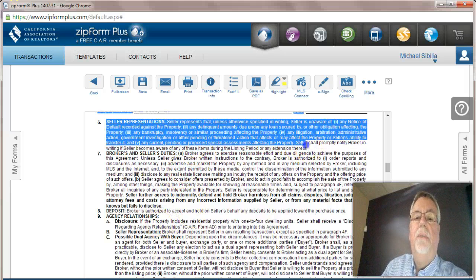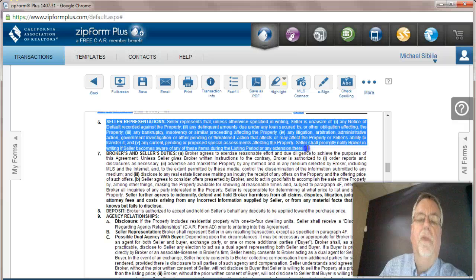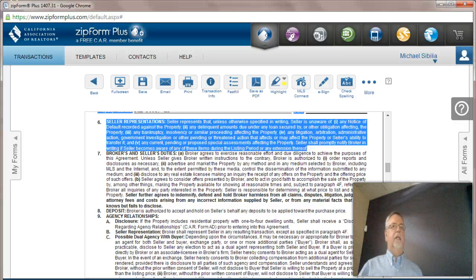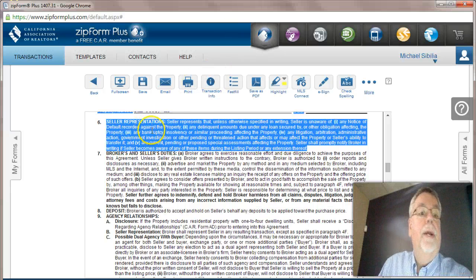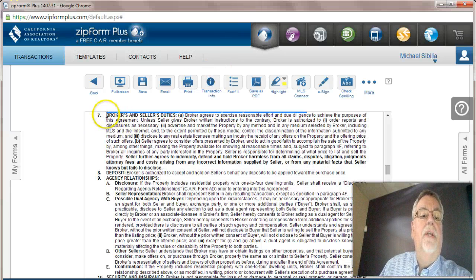basically says, this paragraph says, are there any notices of default or any litigation that you know of about the property? This is a question you'd ask. Because what this is representing, that if there's a notice of default, a bankruptcy proceeding, government investigations, if there's any litigation, anything like that, now's the time to tell me. Paragraph 7 is broker and seller's duties.